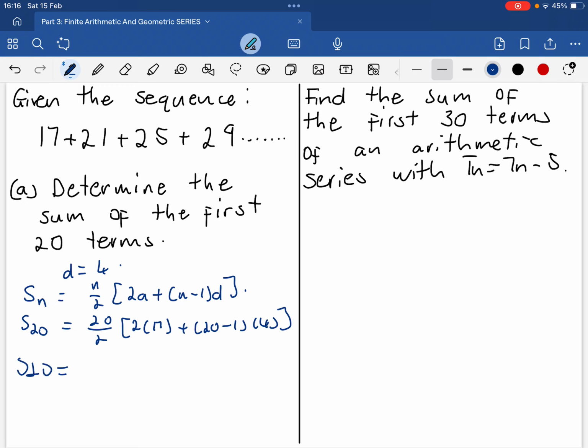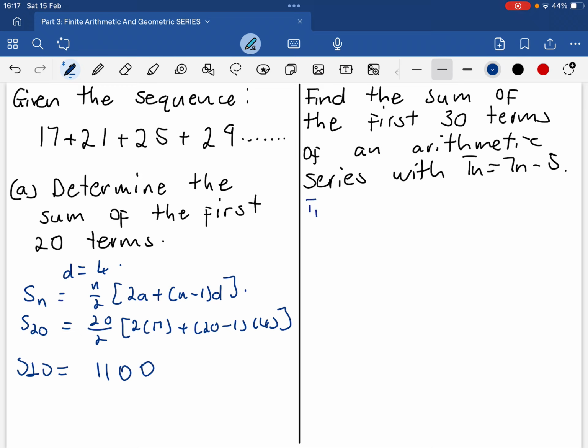Great. You can go ahead and put all of that in your calculator. 20 over 2 into 2 times 17 plus 19 times 4, and that'll give you 1,100. So the sum of the first 20 terms of this sequence or series is 1,100. Now, the next question says, find the sum of the first 30 terms of an arithmetic series with Tn equal to 7n minus 5.